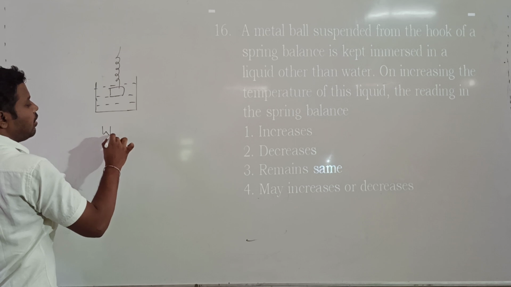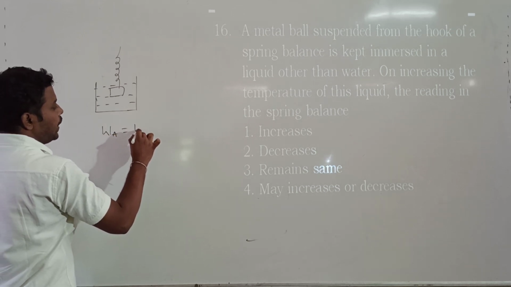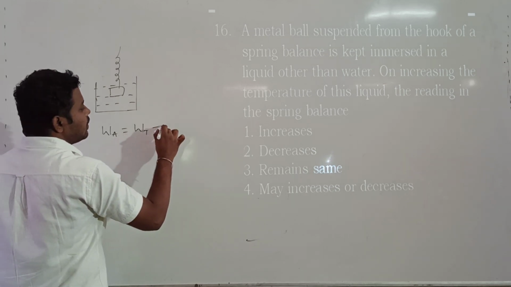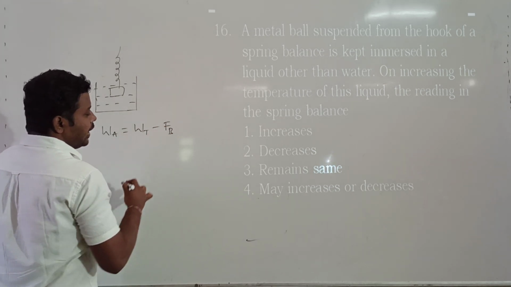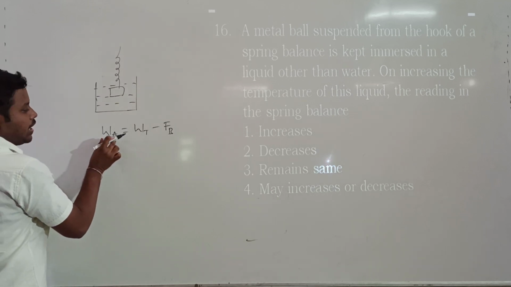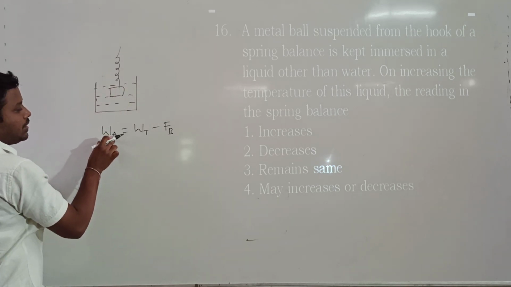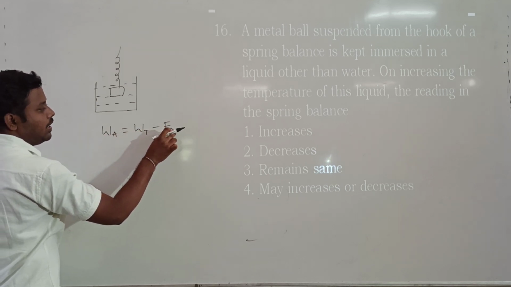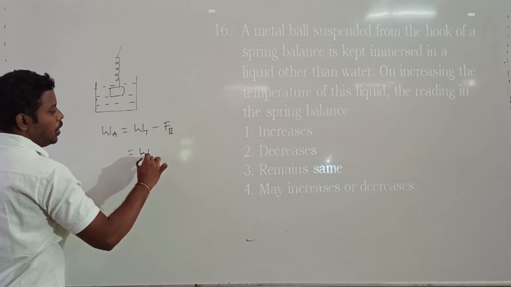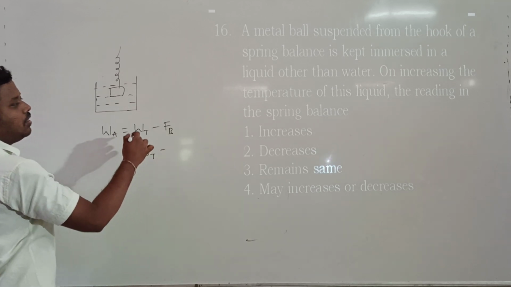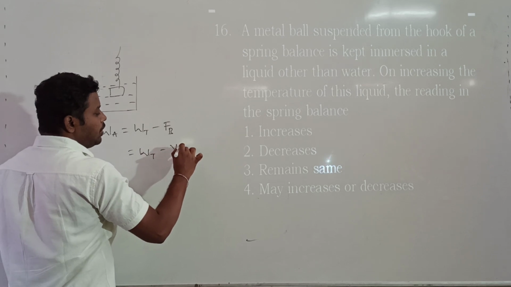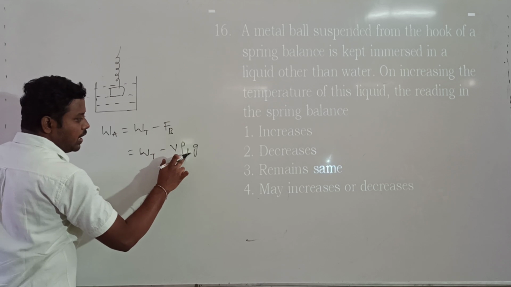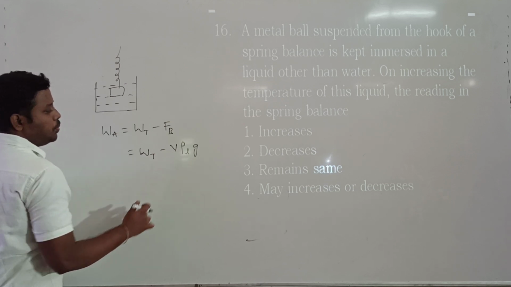Apparent weight, W_A, is equal to true weight minus the buoyant force. Whenever a body is partially or completely immersed in a liquid, the weight of the body appears to be decreased. So that is W_A = W_T minus F_B. The F_B value, according to Archimedes' principle, is V times rho_L times g, where V is the volume of the body and rho_L is the density of the liquid in which the body is immersed.